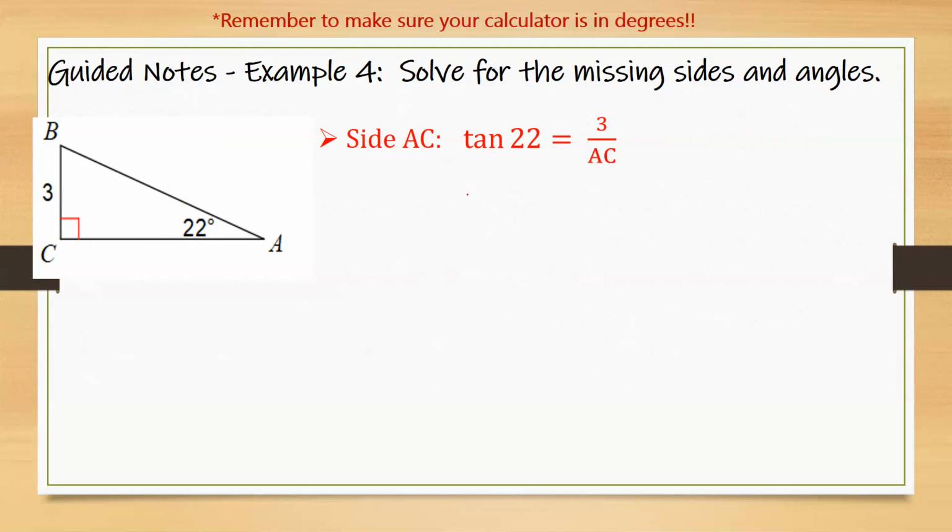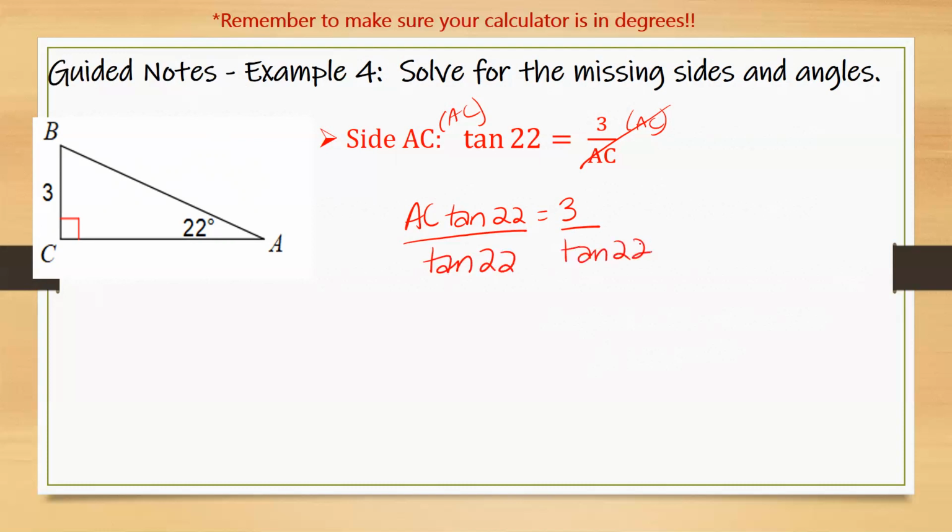So I want to solve for AC. I'm going to multiply both sides by AC. And you'll have AC tangent of 22 is equal to 3. And you're going to divide both sides by, remember, treat tangent of 22 just like a regular number. You divide both sides by that. And you're going to get AC is equal to 3 divided by tangent of 22. Okay, that's going to give you 7.4.